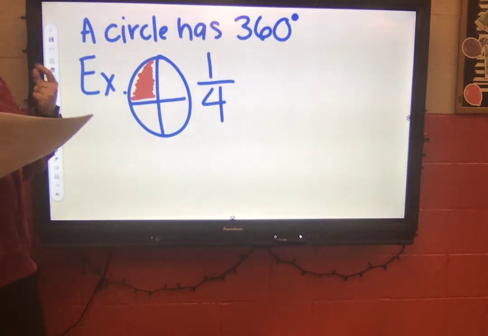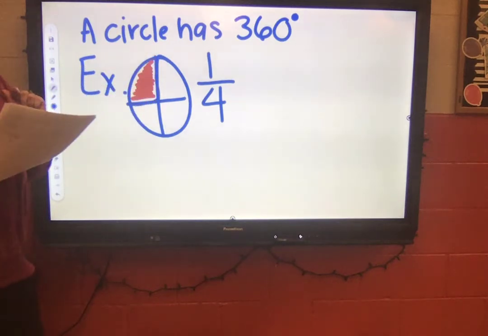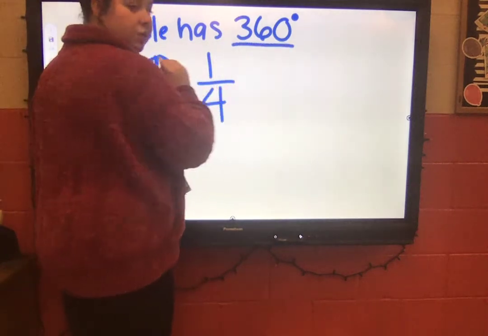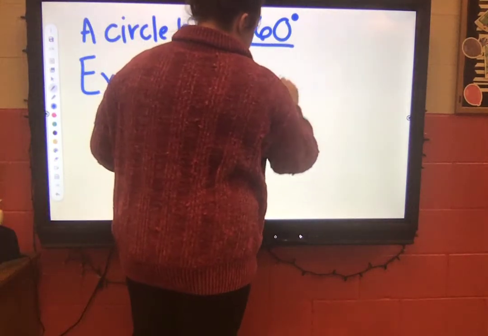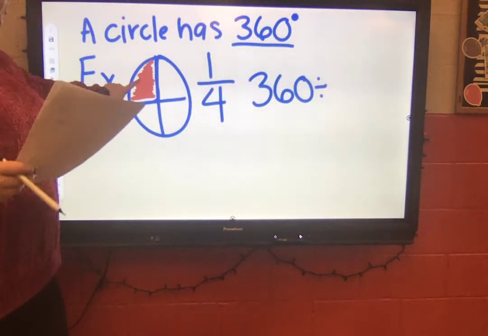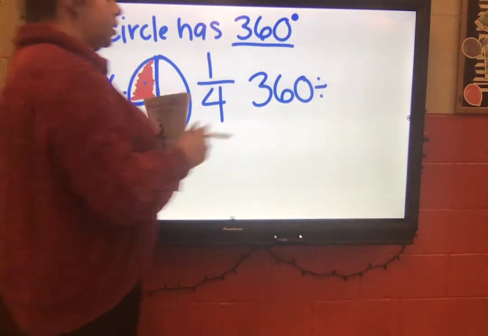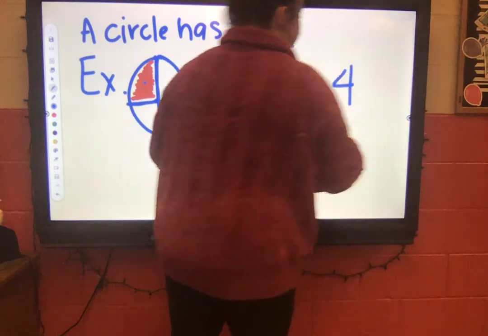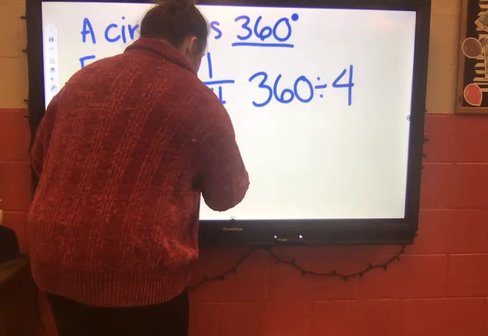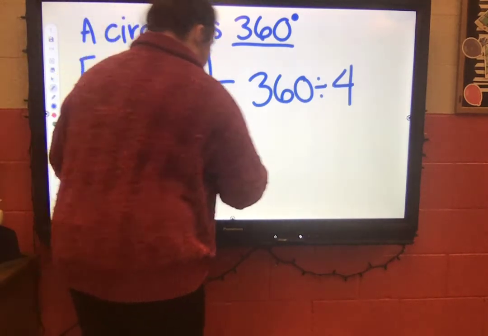So our fraction would be 1/4. But now we need to find out how many degrees are in this 1/4. So by doing that, we take our total number the circle has, which is 360, and divide it by the number of parts. So it has 4 pieces. 1, 2, 3, 4. So you would divide it by 4 to find out how many each slice would be. So I'm going to go ahead and set up my area model.